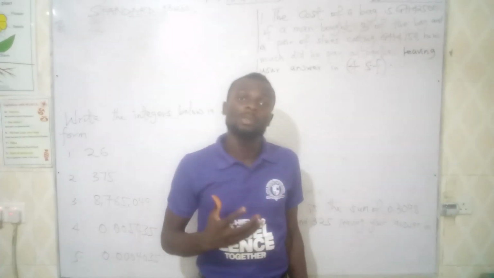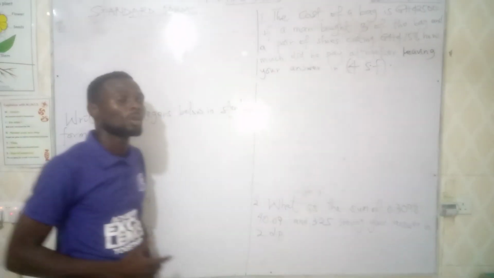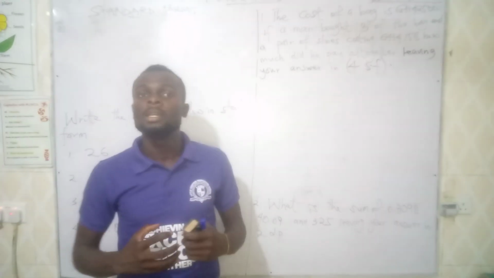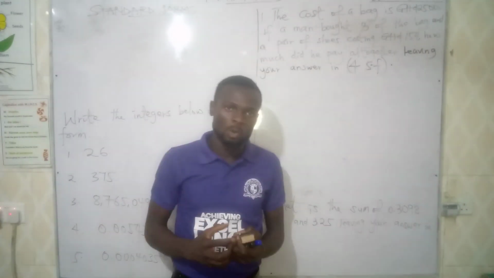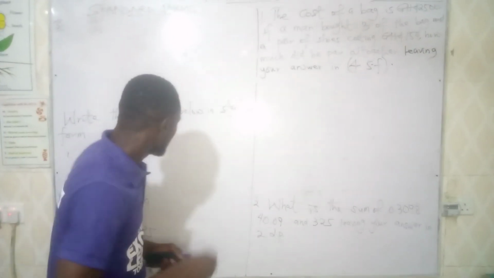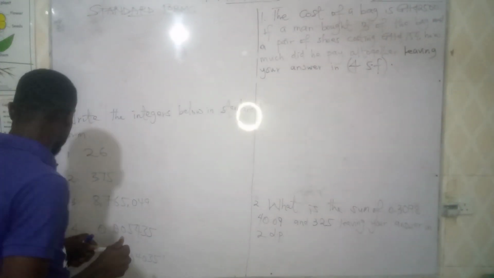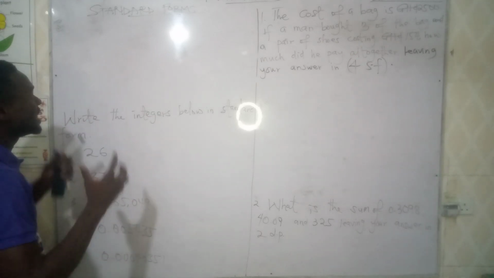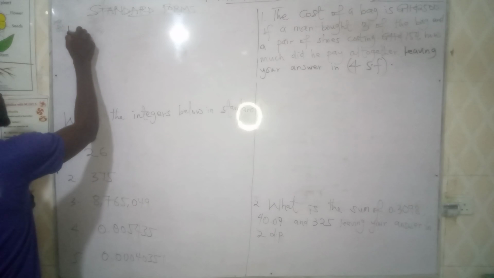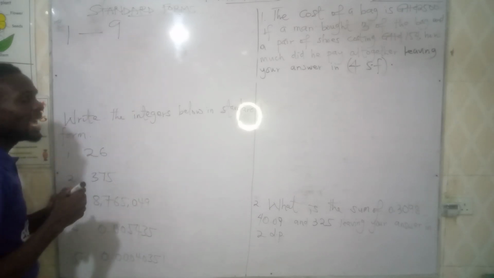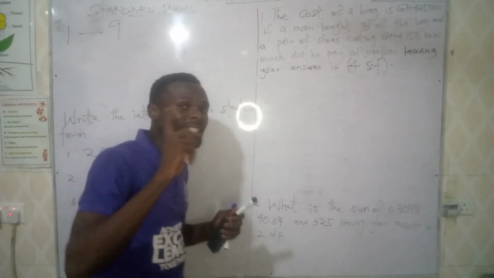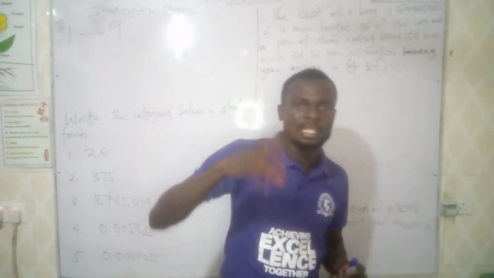But basically, when we say a standard number or a standard form, what makes a number to be in standard form? For a number to be in a standard form, we agree that the number should fall within the range of 1 to 9. Any number that falls within the range of 1 to 9, then that number is a standard number.